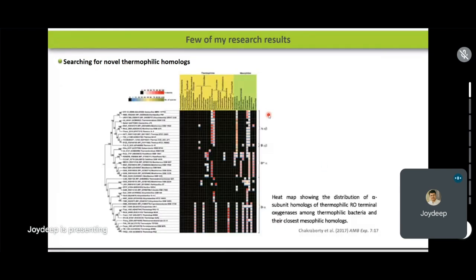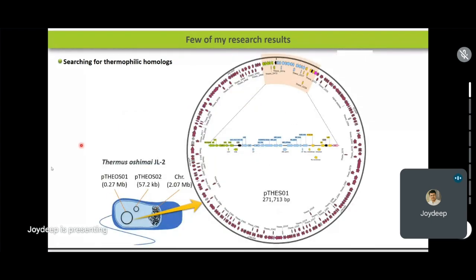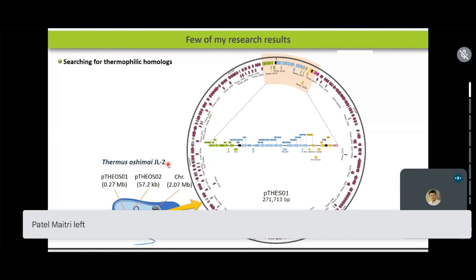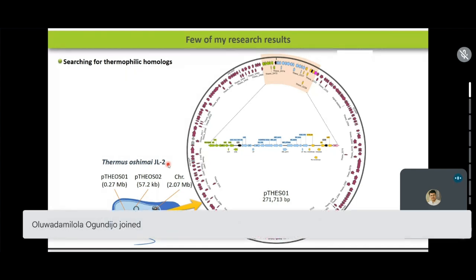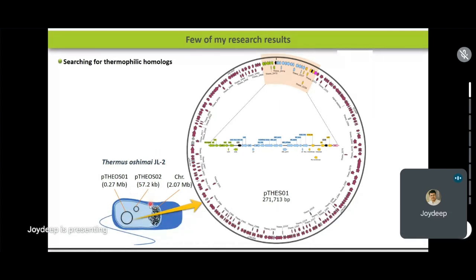So while searching for novel thermophilic homologs of Rieske oxygenases, I came across a bacteria called Thermus oshimai GL2, which was actually isolated by Professor Brian Hedlund. He is a good friend of mine, at the University of Nevada in the United States. He gifted me this strain, and in one of its plasmids, or rather what we call the megaplasmid of this strain, I found a very interesting pathway which was very unique, not found in any other bacteria, but only in very few Thermus genus.